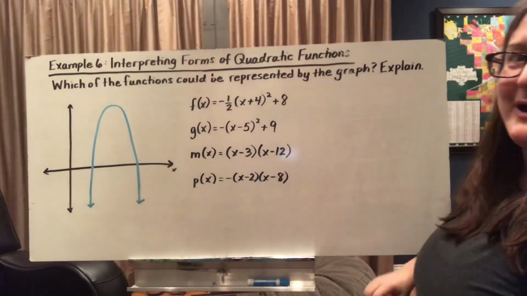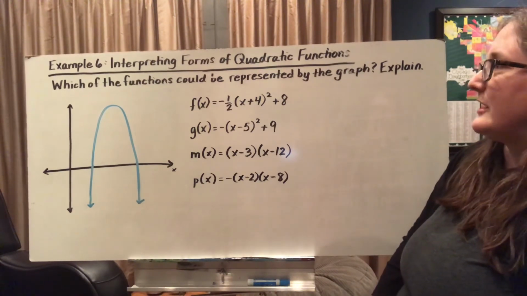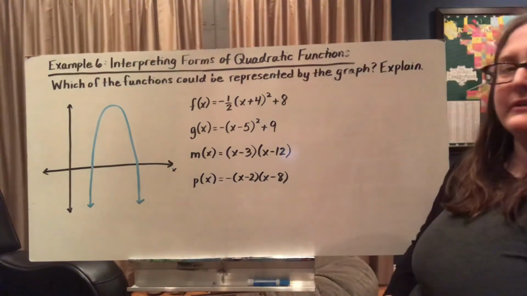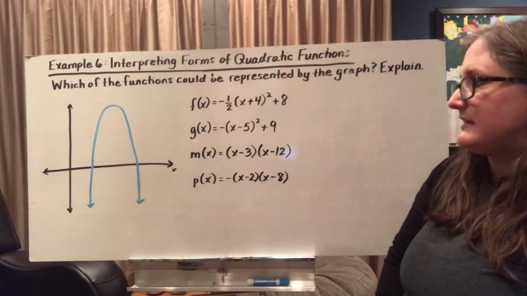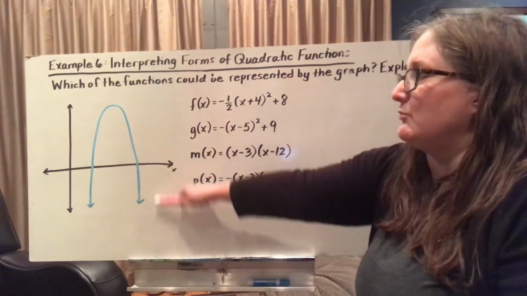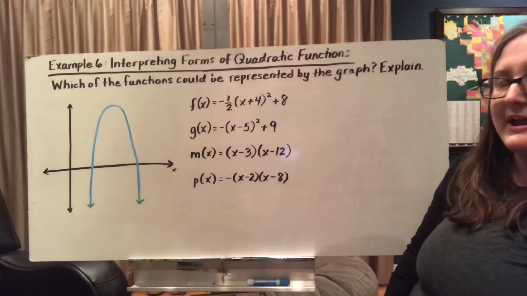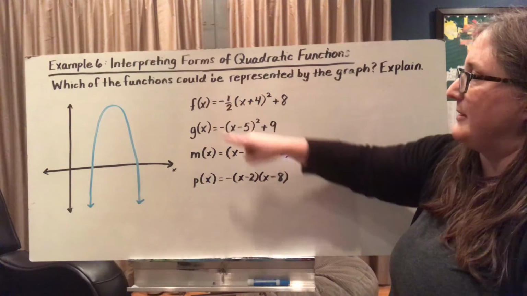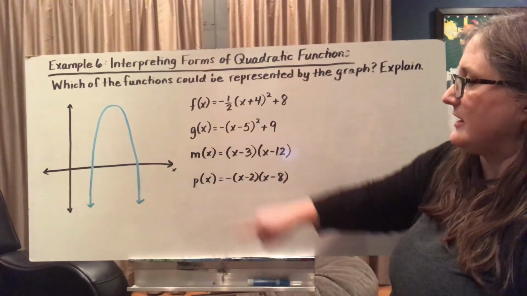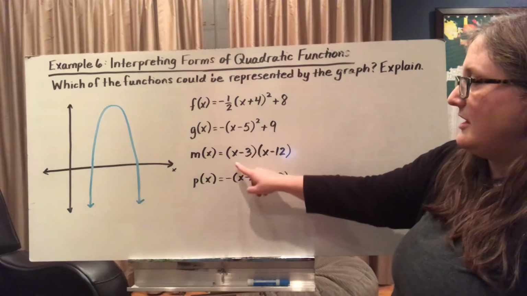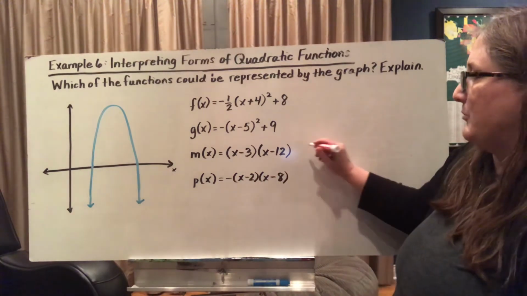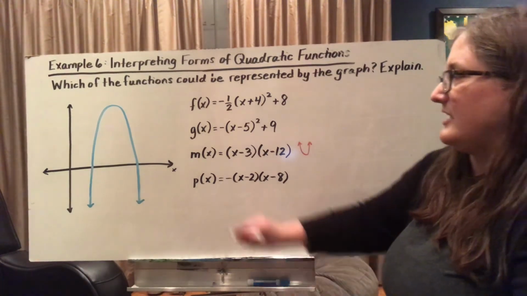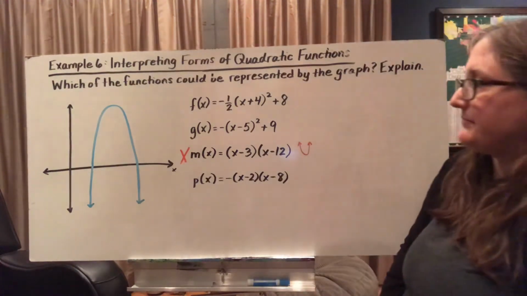All right, last problem. Interpreting forms of quadratic functions. They want to know which of the functions could be represented by this graph and explain. Well, the first thing I notice is this is a parabola that is opening downwards. So I'm looking for something with a negative a value, a negative beginning here. And I see this one has a negative, multiplied by -1/2. Here I've got a factored out negative. Here I've got a factored out negative. This one looks like it would be opening upwards. I don't see a negative that's factored out, so this one is automatically not a possibility.